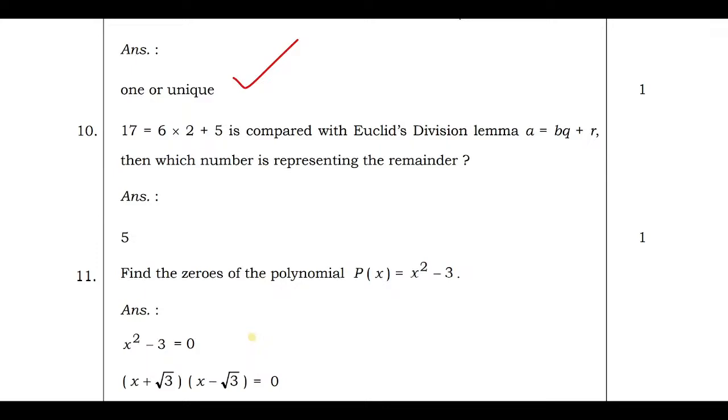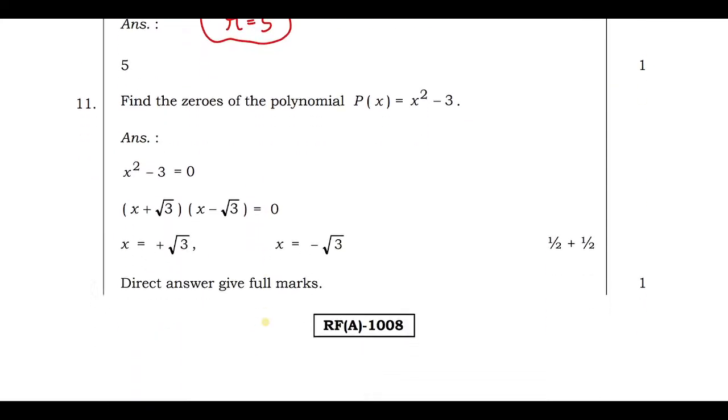Dear students, 17 equals 6 into 2 plus 5 is compared to Euclid's division algorithm, A equals BQ plus R. Then which number represents the remainder? A equals what? BQ plus R. Therefore R value is 5. A value is 17, B value is 6, Q value is 2, R value is 5.